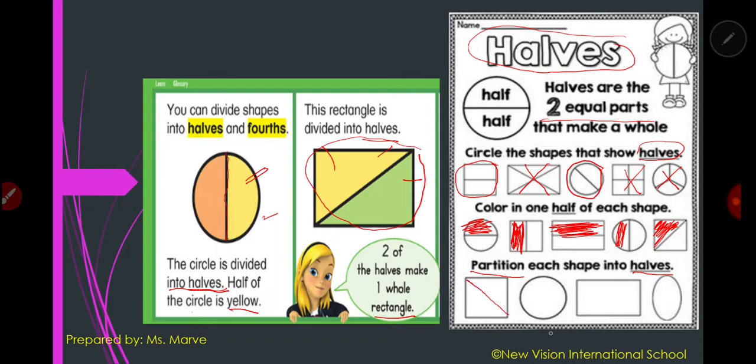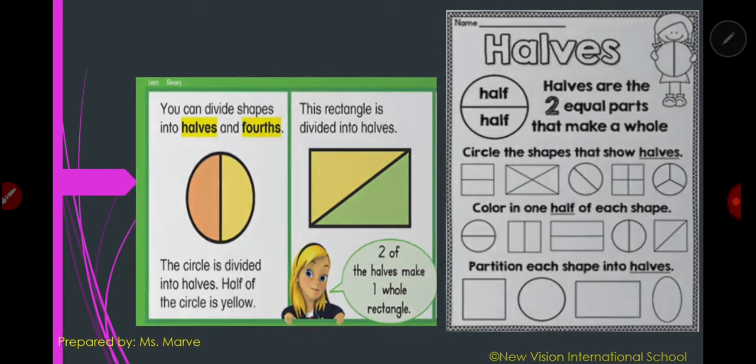Okay, can you do the second, third, and fourth shapes? Do it alone. Okay, start now. Alright, so let's check your answers. The circle you can draw like this. And this one you can draw like this. And this one you can do like this. Okay? So check your answers if it's correct. Okay, good job.